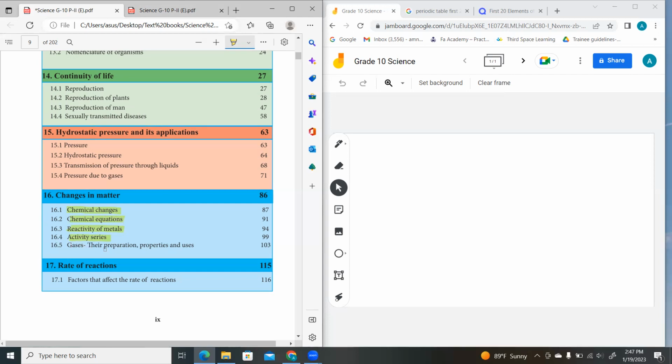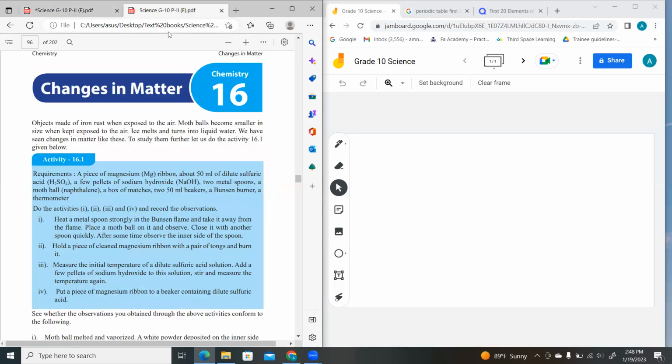And then gases, their preparation, properties, and uses. How can we prepare gas inside the lab? That means, let's say you need to get oxygen gas or nitrogen gas or whatever gas, carbon dioxide. How can you prepare those inside the lab? How can you get those gases with different chemical reactions? So that will be taught under that topic, right? So let's move on to chemical changes.